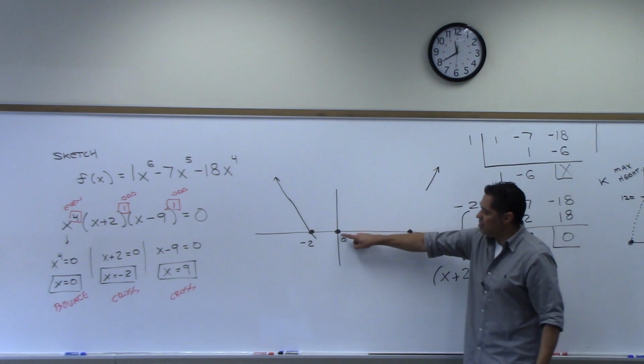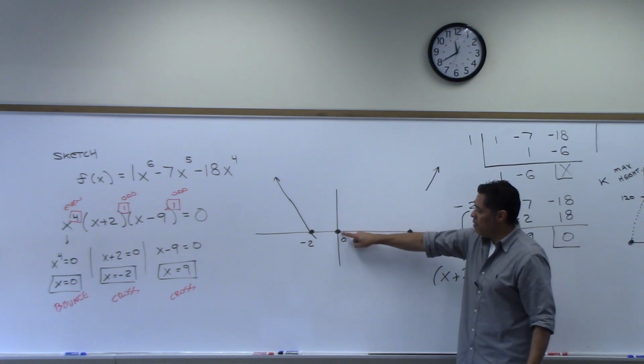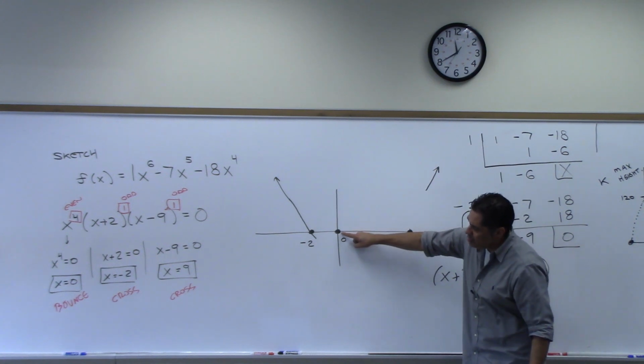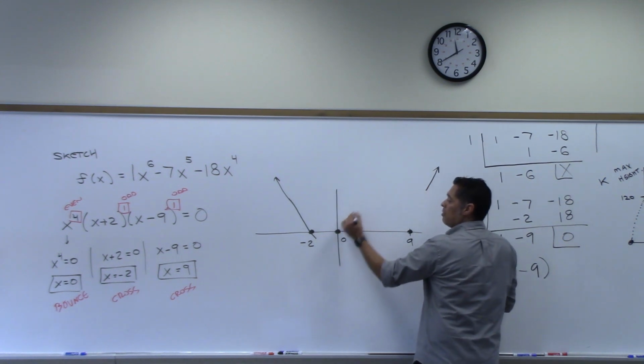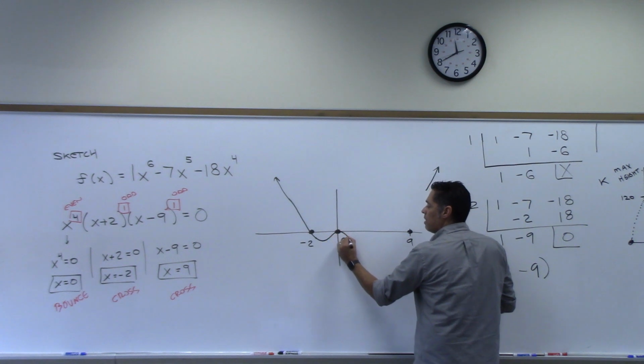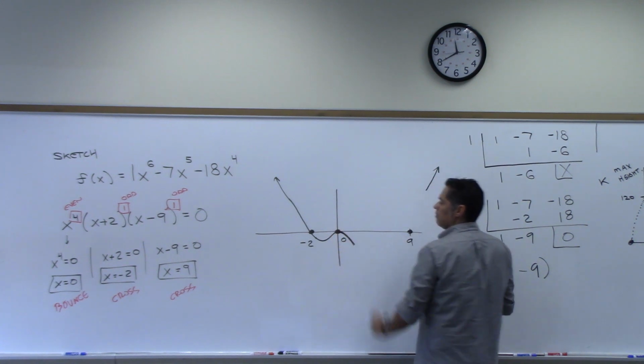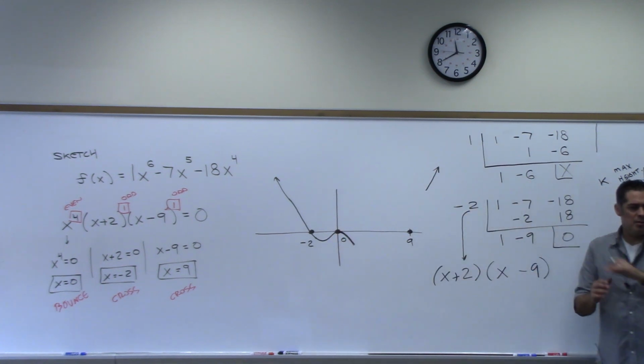I've got to get back to 0, don't I? I've got to get to this point. And when I get to 0, what am I going to do? I'm going to bounce. So when I go here, I'm not going to cross through. I'm just going to kind of touch it and come back. Touch or bounce, however you want to look at it.